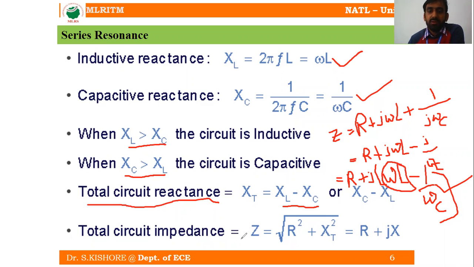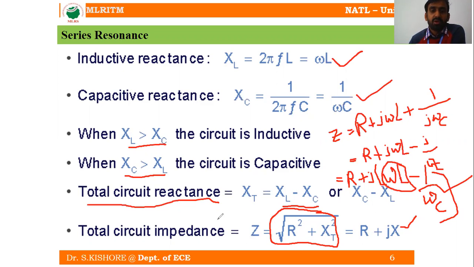Is it clear? So the Z is nothing but R plus jX. If you want to write the magnitude of it, it is nothing but root over R square plus XT square. This is your magnitude. So how did we come across this? It is a simple formula for a complex quantity. If you want to find the magnitude, it is root over A square plus B square, so R square plus XT square.